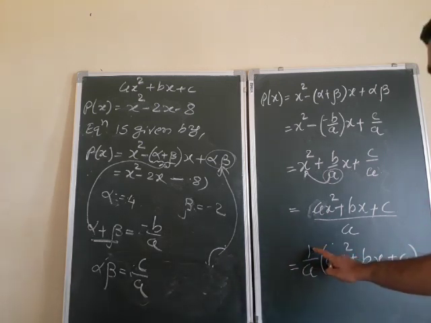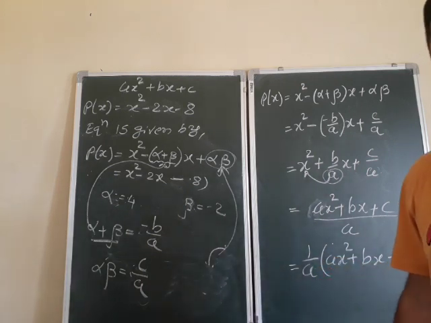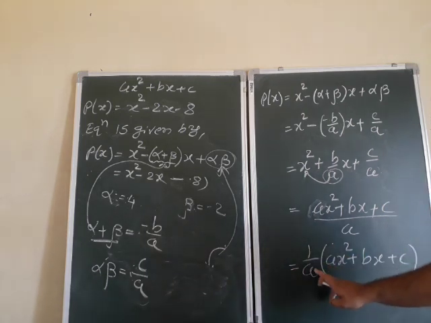Now see, 1 is a constant and a is again constant. I already explained what is a variable and what is a constant. So 1 is a constant, a is a constant.